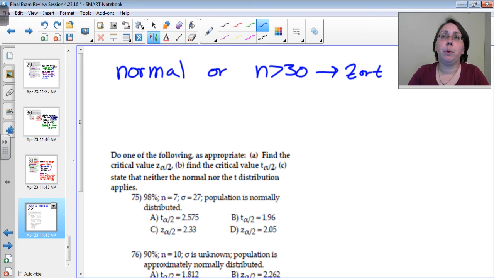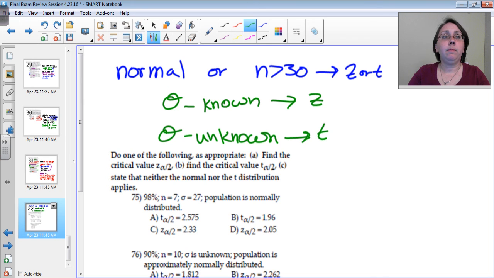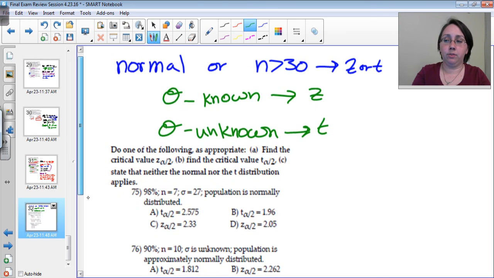Now, if you have normal or n greater than 30, you can do Z or T. How do you decide which one? Standard deviation provided? If sigma, the population standard deviation, is known, who do you use? Z. If sigma is unknown, then use T. So let's go through these and make a decision. All right, so in 75. Yeah, the population standard deviation, that's what these are.